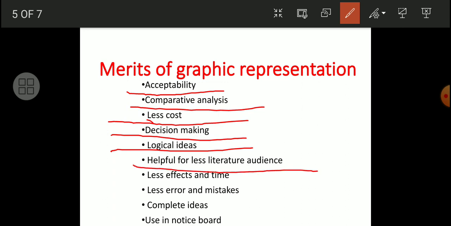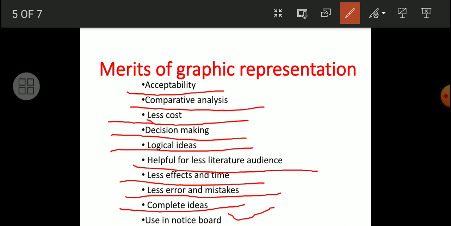Helps for the less literate audience. Again, less effort, and in case of time, fewer errors and mistakes are also there. Complete idea we can get from that graphical presentation, and it can be used on a notice board. We can use these things and tell all these things to the students with the help of the notice boards.